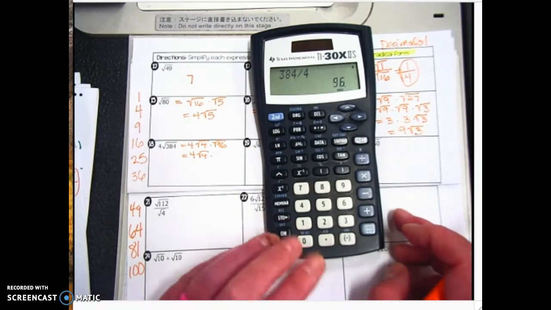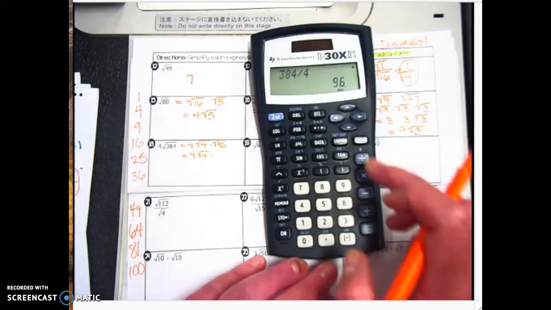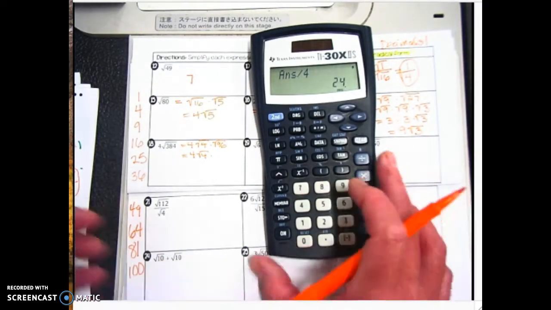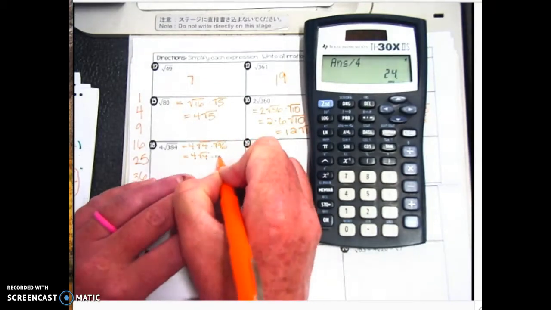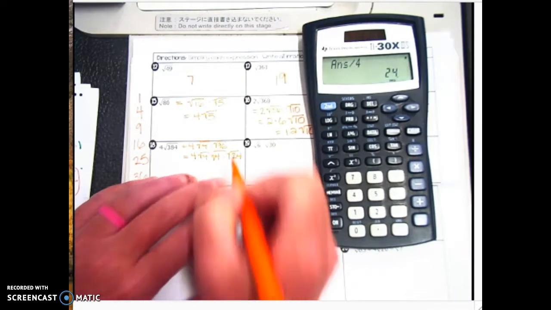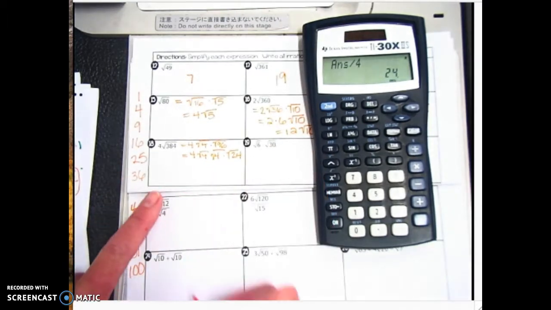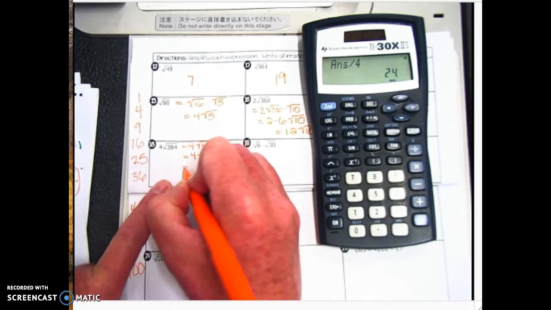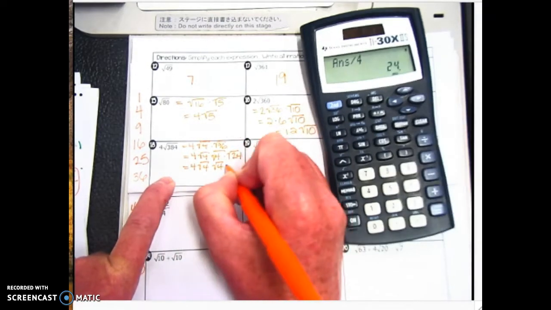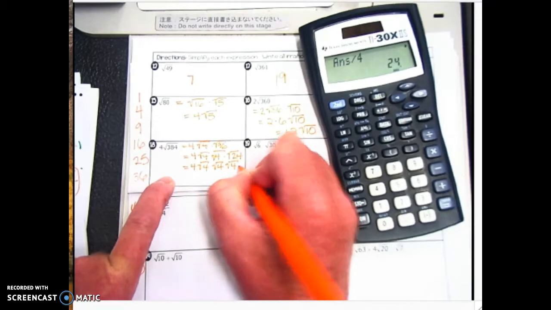We can simplify the square root of 96 even more by dividing it by 4. And we get another factor of 24. And I know 4 is a factor of 24. So this is 4, square roots of 4, square root of 4, square root of 4, times the square root of 6.